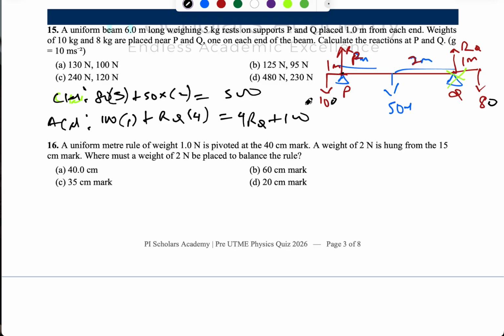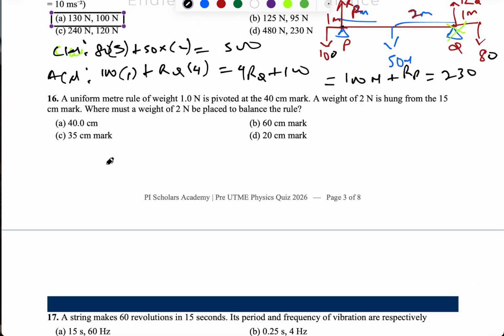So when you equate these two together, you solve it. 100 will go to that place and will become 500 minus 100, which is 400. So RQ is going to be 400 divided by 4, which is going to be 100 newtons. And the thing is that the sum of all the upward force must be equal to the sum of downward force. So 100 newtons plus reaction at P must equal 100 plus 50 plus 80. And 80 plus 50 is 130, that will be 230. So RP is going to be 230 minus 100, and that is going to be 130 newtons. So the reactions at P and Q respectively are 130 newtons and 100 newtons.